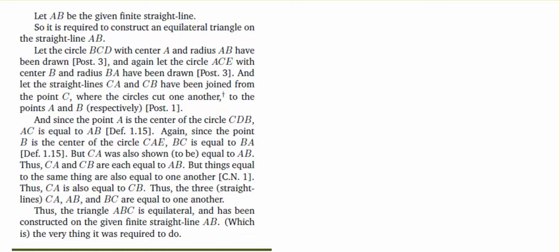So we're going to start with the first sentence. It says, let AB be the given finite straight line. That means we're going to have a finite straight line. Finite, if you remember, means it's going to end. So what we're going to have is a line segment. The endpoints on the line segment are going to be point A and point B.